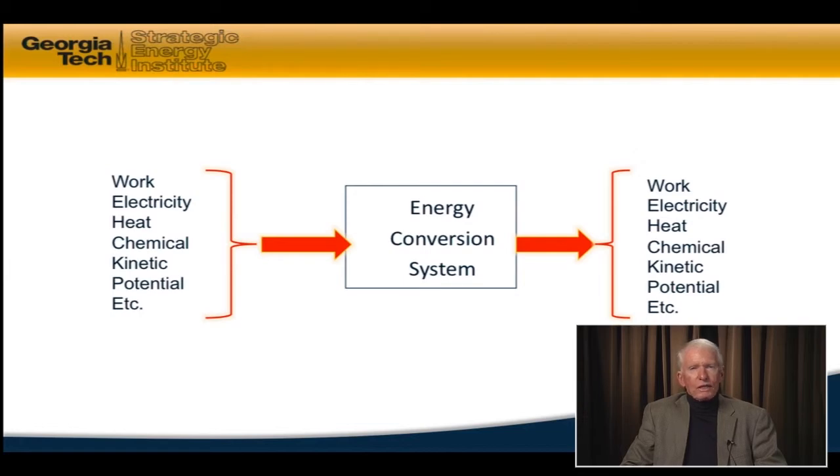For instance, you can take work and put it into a generator, an electric generator, and electricity comes out of the generator. So that's one of the energy conversion processes that we do a lot to produce electricity. We might put heat in by burning coal in a power plant, and that boils steam and goes through a cycle and produces electricity also.